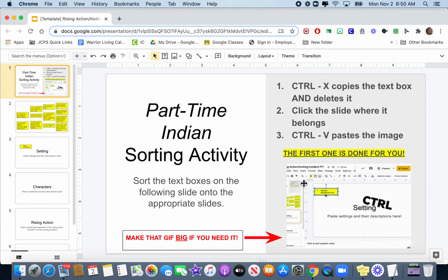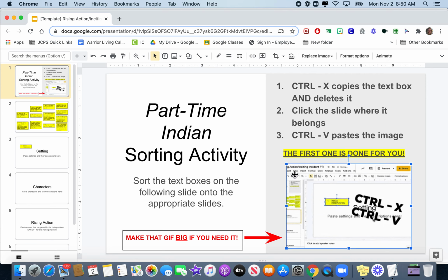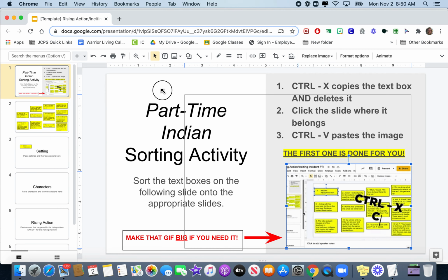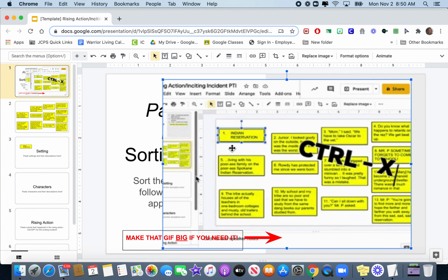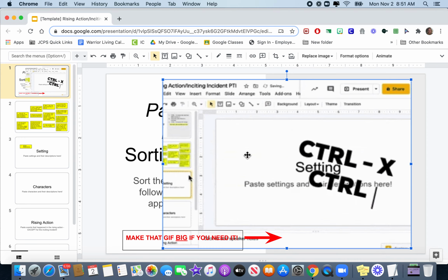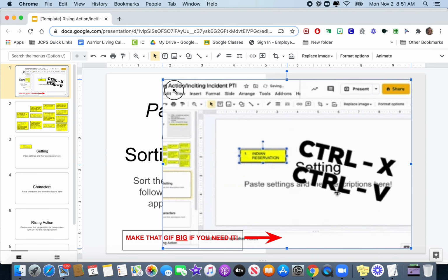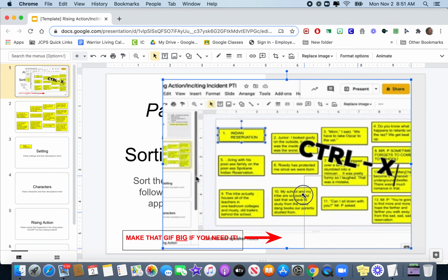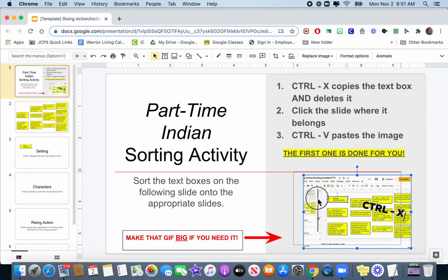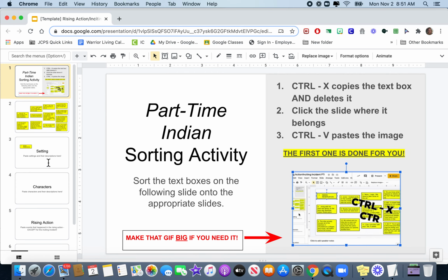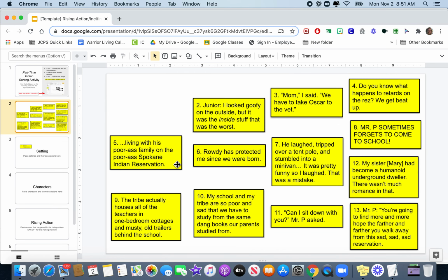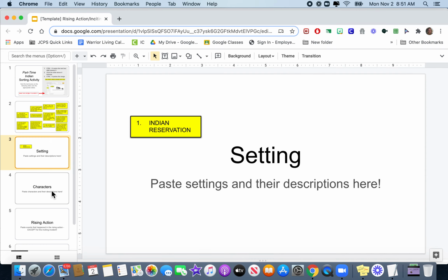Control V places the image. I've actually done the first one for you, and I created a GIF that you can look at that tells you exactly what you're going to do: Control X, then click the next slide, and then paste, which is Control V. Okay, if you ever delete, you can always go back to a previous rendition of this assignment.